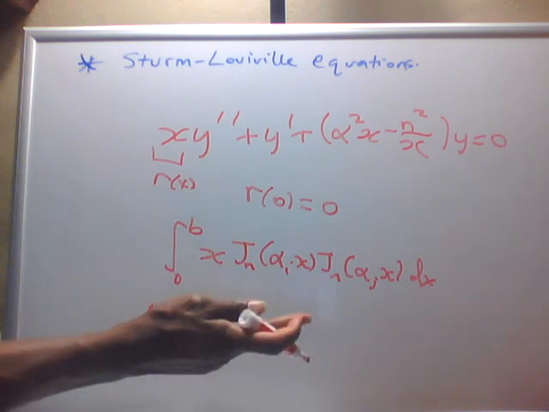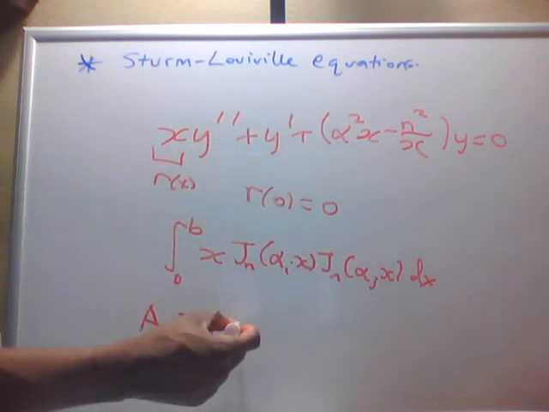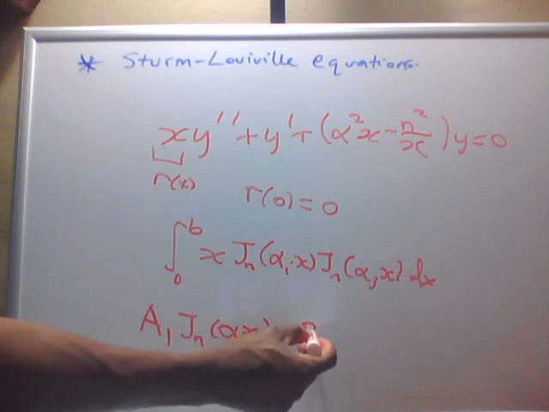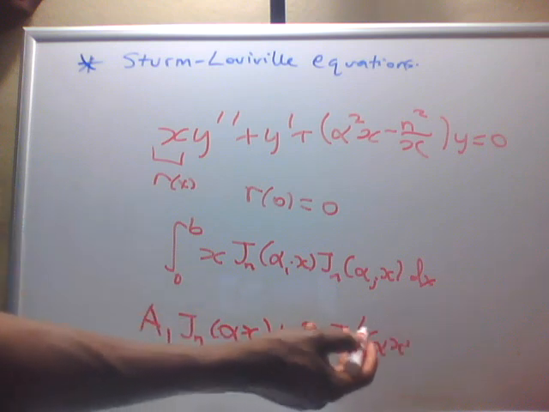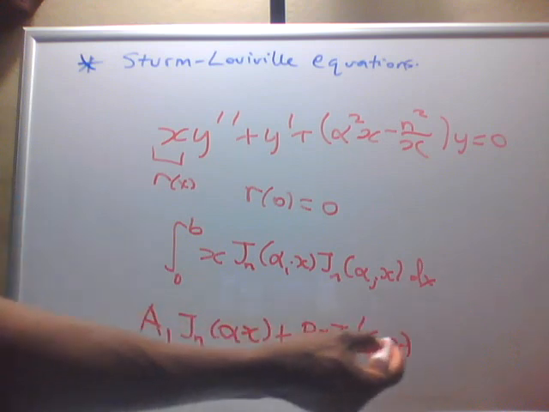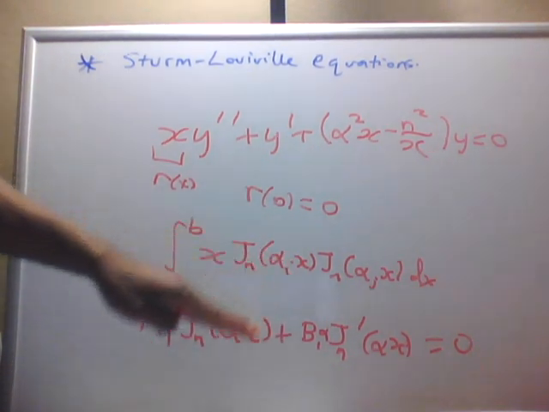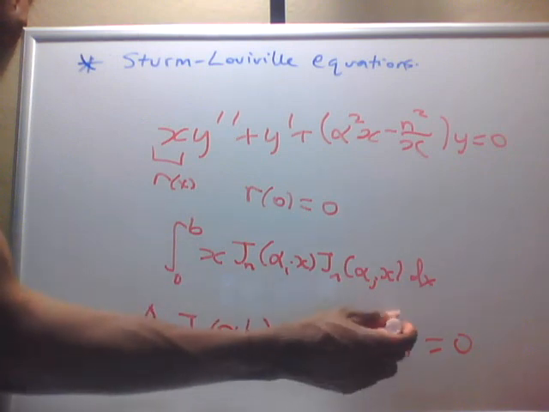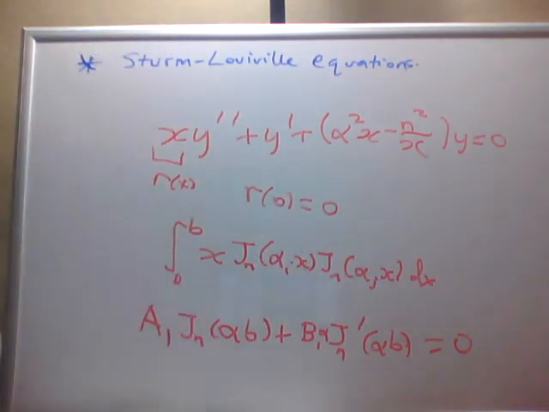In this case, since we're using the parametric form, alpha x plus b1 jn prime alpha x. Well, jn prime, the derivative of that function this time, will bring out an alpha from the chain rule, equals 0. As long as this satisfies, sorry, alpha b, so the upper limit, as long as it satisfies this kind of boundary condition, we have a Sturm Liouville problem.